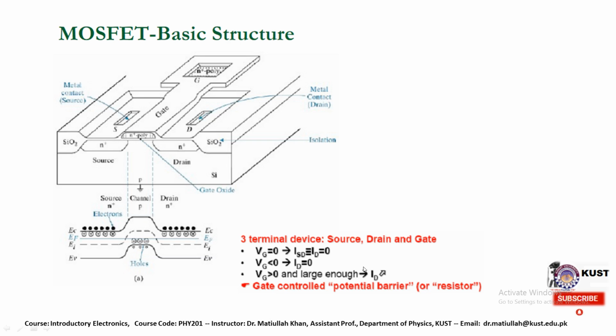So basically it is a 3-terminal device. There are 3 things that play the main role. One is the source, the other is the drain, and the third one is the gate. For this purpose, we have the gate voltage and the current, and the gate controls the potential barrier, which actually acts as a resistor, but a variable resistor. It is acting for controlling the magnitude of current.